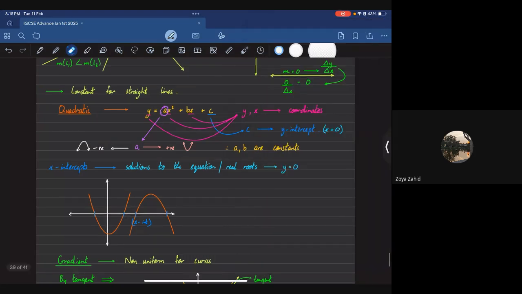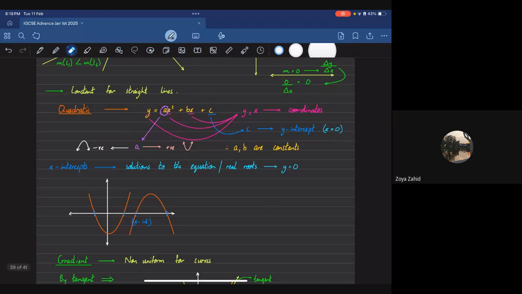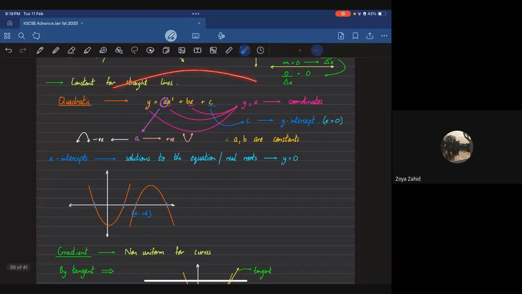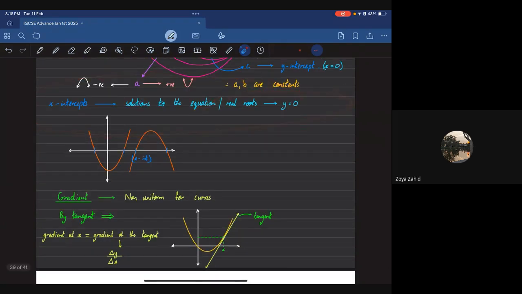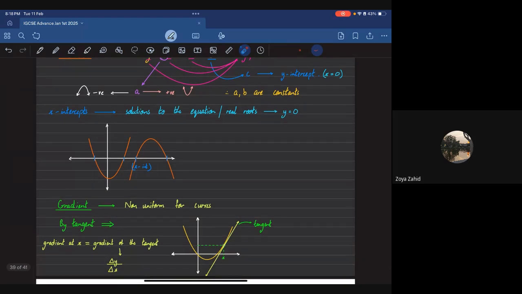All right. So we saw how quadratic and linear equations are different from each other and what sort of significance the quadratic equation holds. That's really important too. And we saw what sort of effects the constants have, what is C and stuff of that sort. If you're asked to find the x-intercepts, that means they're asking for solutions to the equation or real roots of the equation. And then we said that the gradient is non-uniform for curves.